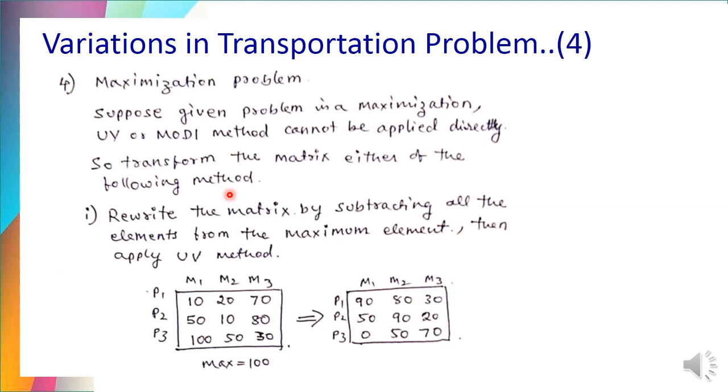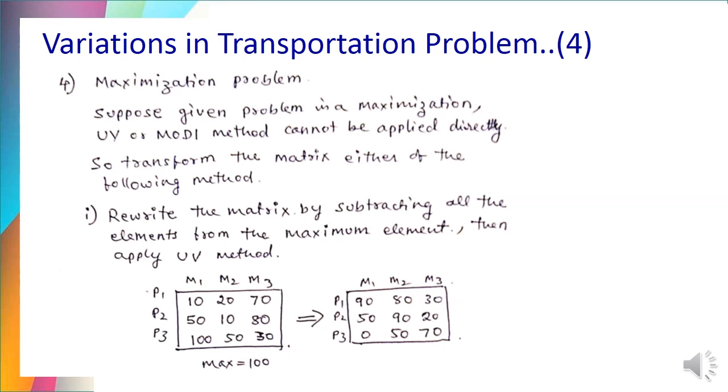There are two ways to modify the matrix. The first method is to rewrite the matrix by subtracting all the elements from the maximum element. For example, you can see this is a matrix that is given. The maximum element is 100 here. Subtract all the elements from 100. That will give you this cost matrix. Now we can apply the UV method or any other method to this particular problem to find the optimal solution.